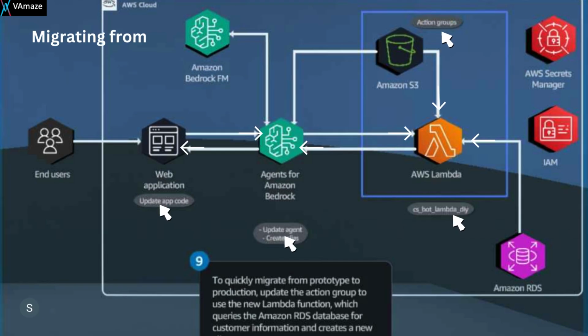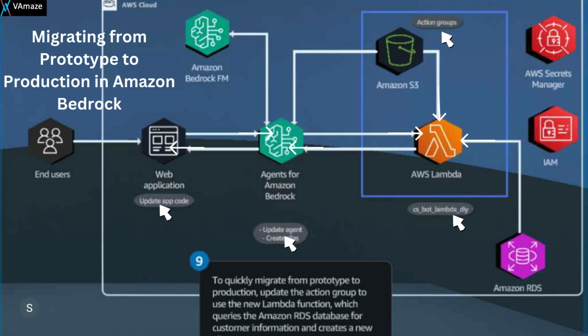This step highlights the migration from prototype to production in Amazon Bedrock. These are the steps involved in migrating the agent from a prototype environment to production. The key step is to update the action group to use the new Lambda function, which queries the Amazon RDS database for customer information. Additionally, a new alias is created to point to the production version of the agent, for a seamless transition. So whenever there is an update to the data, we can create a new version and alias, so that it can continuously update and integrate.